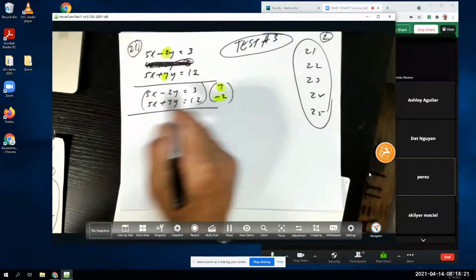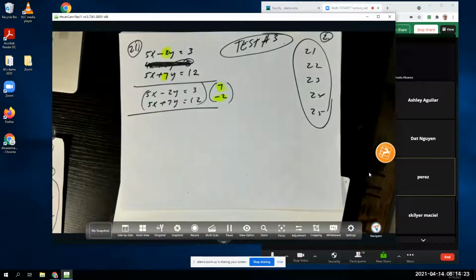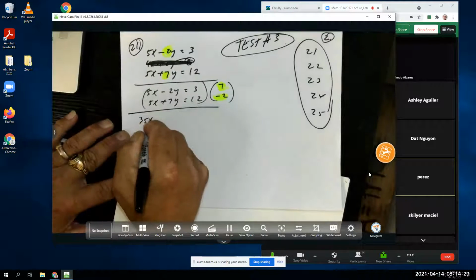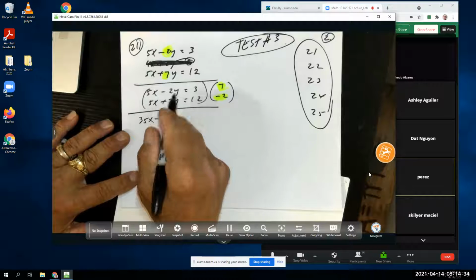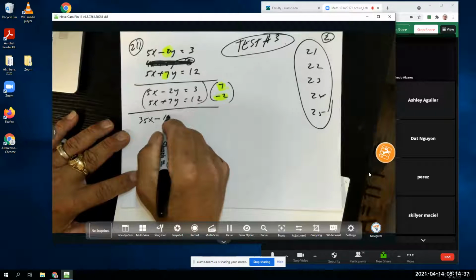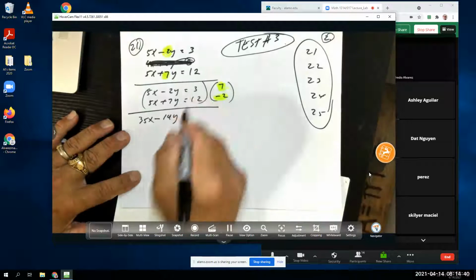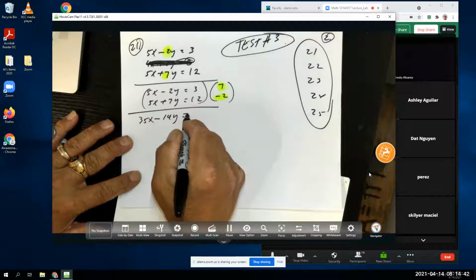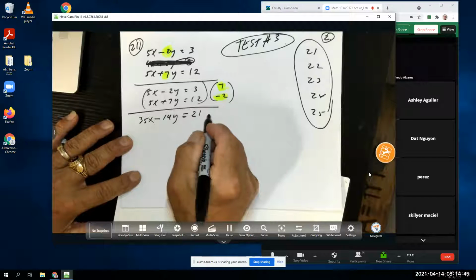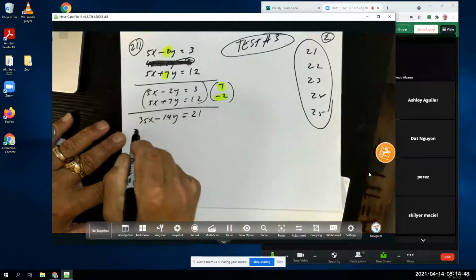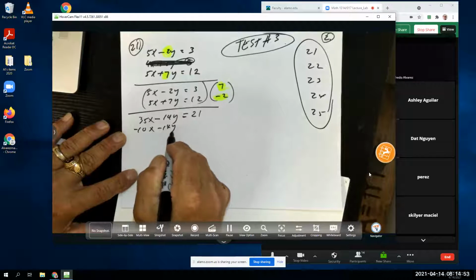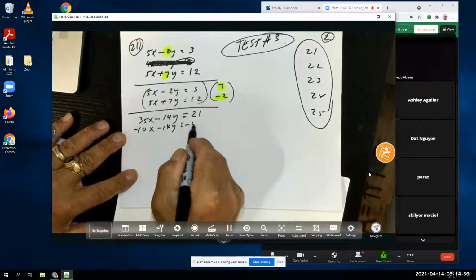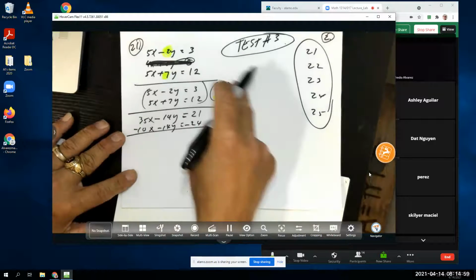What is 7 times 5? Give me a number. 7 times 5, 35x, okay. And what's 7 times -2? -14y. And 7 times 3? 21. And -2 times 5 is -10x. And -2 times 7 is -14y. And -2 times 3, that's going to be -6. Okay, so now I multiply everything by 7, everything by -2.